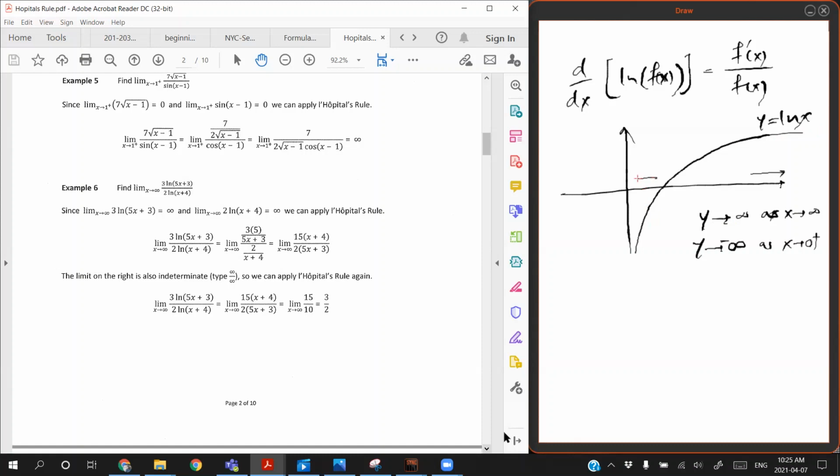And what happens as x approaches 0? So here x approaches infinity, and here x approaches 0 plus. So what happens as x approaches 0 from the right? The values of the function are going to get smaller and smaller, and they're going to go towards negative infinity. So y approaches negative infinity as x approaches 0 from the right. So the limit of ln of x as x approaches infinity is infinity, and the limit of ln of x as x approaches 0 plus is minus infinity. So I just wanted to quickly remind you of these limits, and now I think we are ready to do example 6. Any questions?